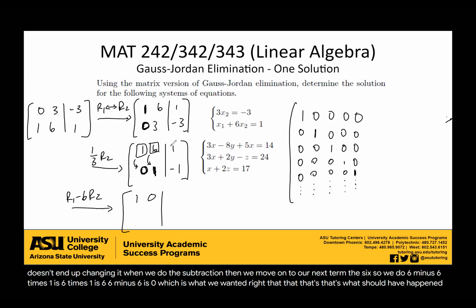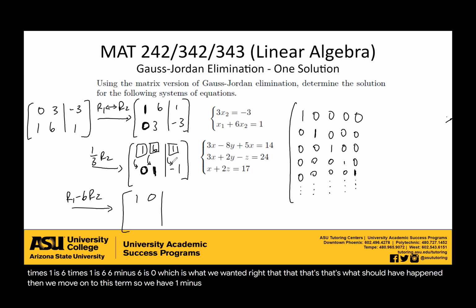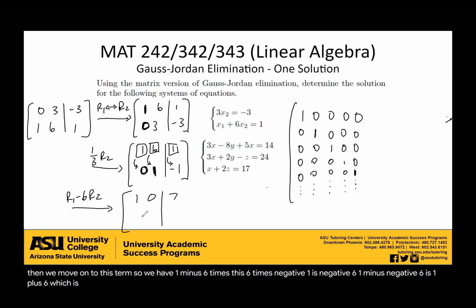Then we move on to this term. So we have 1 minus 6 times this. 6 times negative 1 is negative 6. 1 minus negative 6 is 1 plus 6, which is 7.